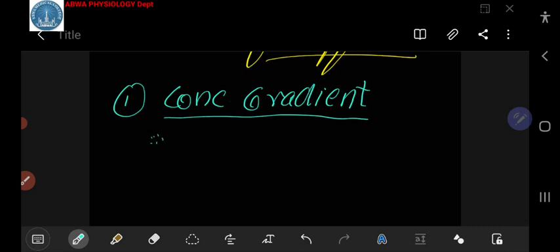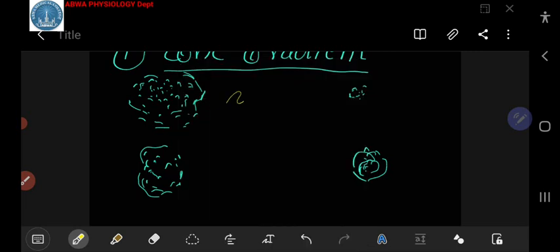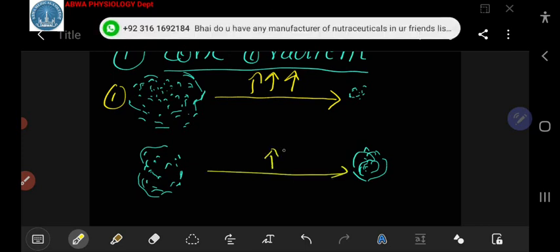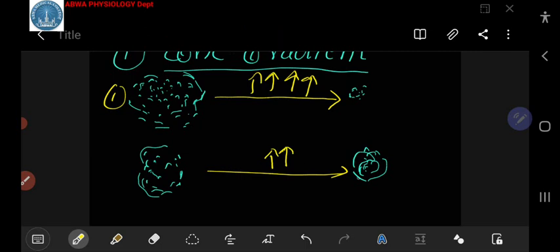If we have many molecules here and a little bit here, and in another example like this, the rate of diffusion in the first pattern would be greater, and in the second pattern would be slower, because the concentration difference from one region to another region in the first case would be higher, and there would be more diffusion and a higher rate of diffusion as compared to the second example.